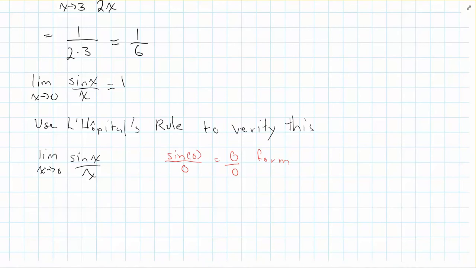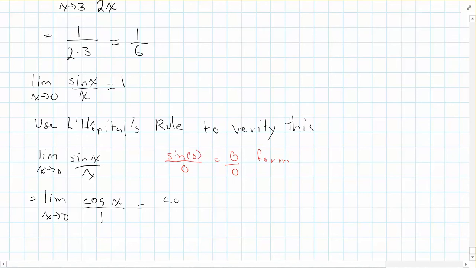Alright, so I can use L'Hopital's rule. So if I can use L'Hopital's rule, that means that this is equal to the limit as x approaches 0 of the derivative of each thing. So the derivative of the sine function is simply the cosine function. Derivative of x is simply just 1. So this would give me the cosine of 0 over 1, which is 1.